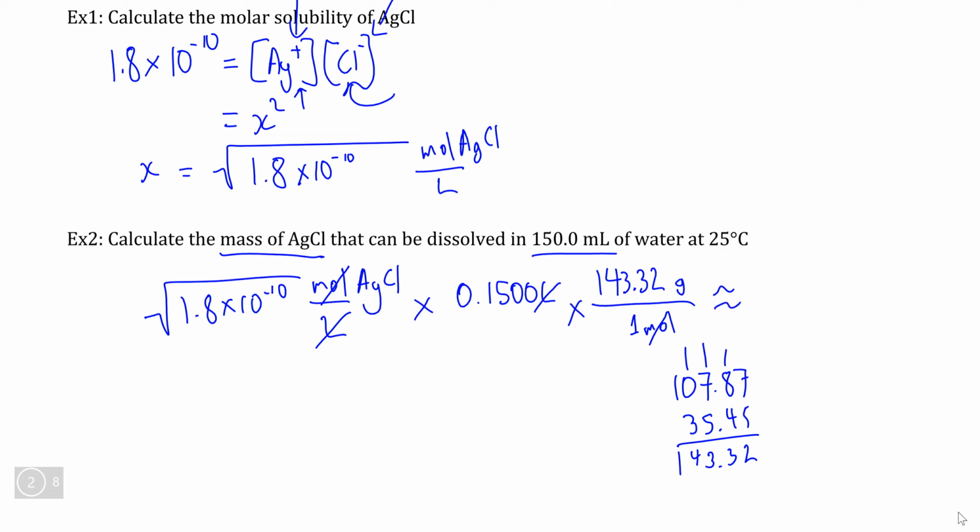find that we are able to dissolve 2.9 times 10 to the negative 4 grams of silver chloride in 150 milliliters of water. This is less than 1/10 of 1% of a gram. So this is why we say that compounds that have a Ksp value have a low solubility, because almost none of it dissolves before we get a precipitate.